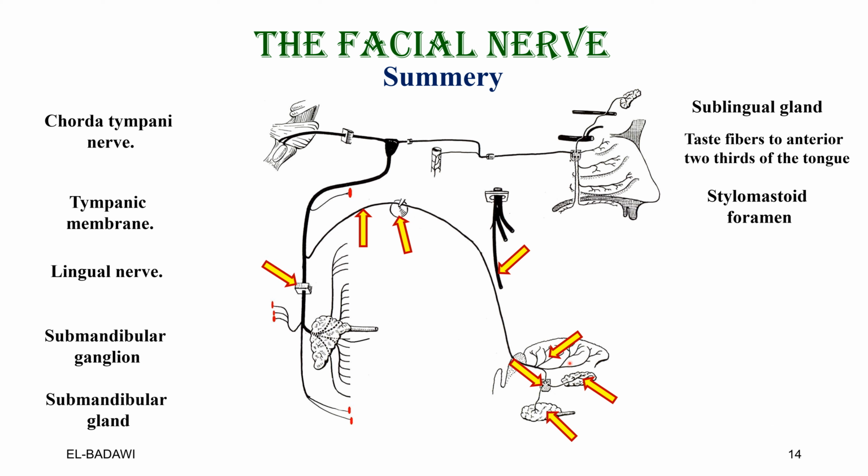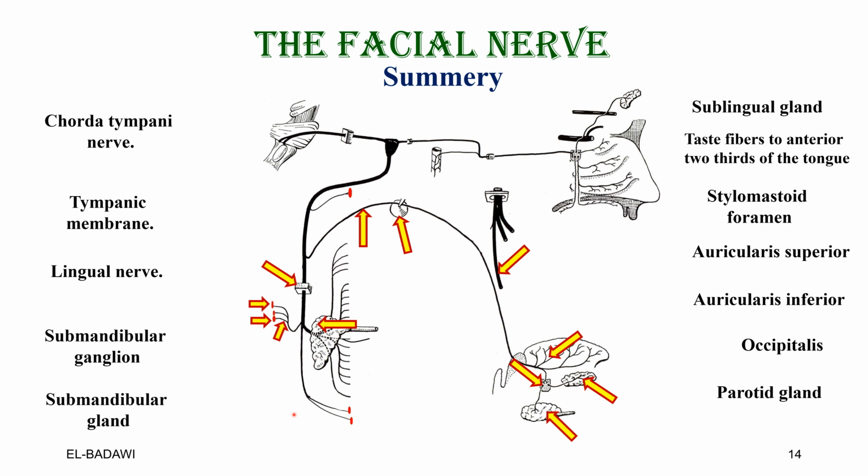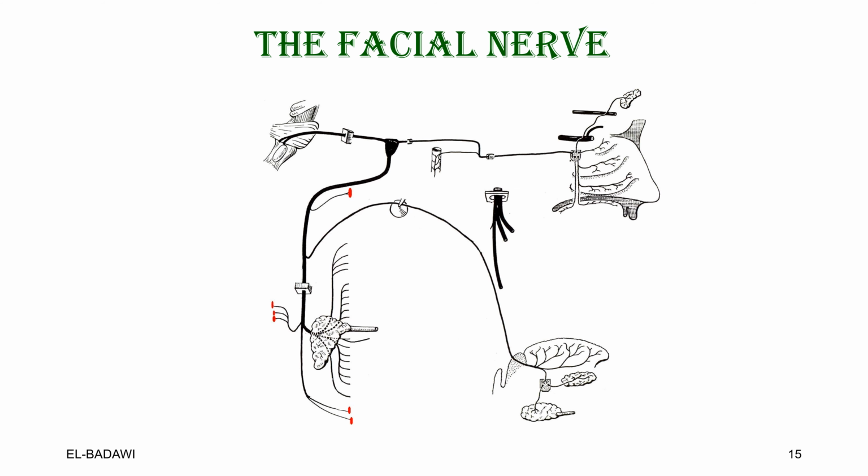That is the stylomastoid foramen, where the facial nerve will leave the facial canal. After it leaves the facial canal, it contains only special visceral efferent fibers, motor fibers to the muscles of the face and the scalp, and has no parasympathetic or taste fibers or other of its 4 functions. It's only one function when it comes out. That is the auricularis superior, and that is the auricularis inferior, and that is the occipitalis, which is supplied by the posterior auricular nerve, and that is the parotid gland, where the nerve is going to pierce or lie in the substance of the gland.